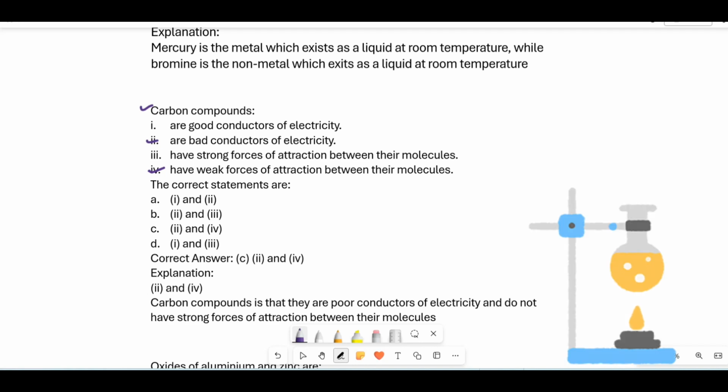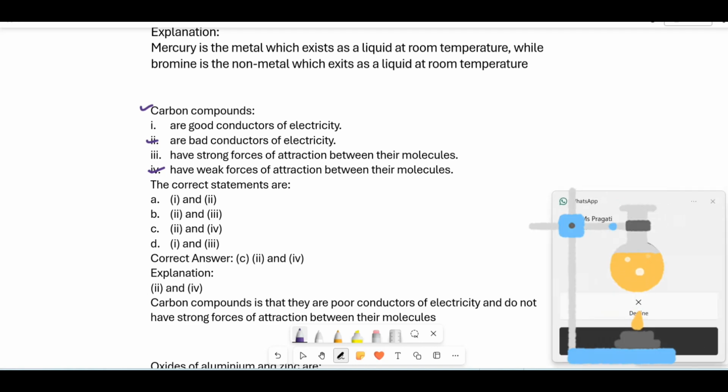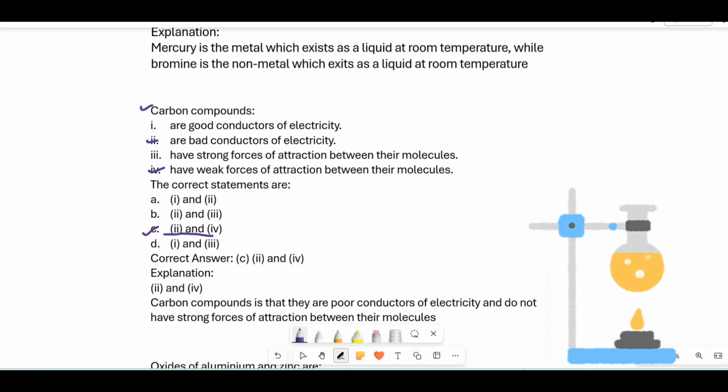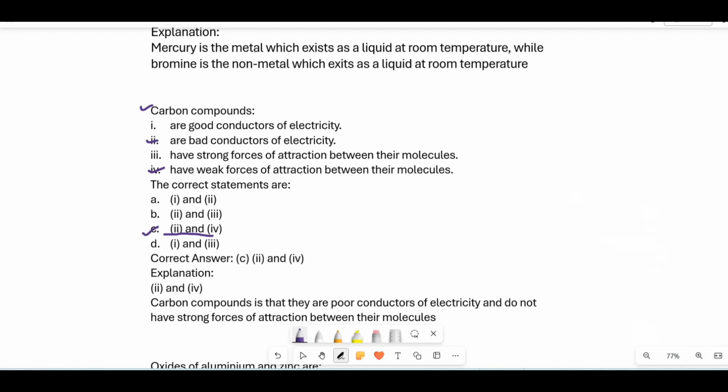The 2 and 4 combination is option C. Carbon compounds are bad conductors of electricity, which means they do not conduct electricity, and they have weak forces of attraction between their molecules. So the option is C.